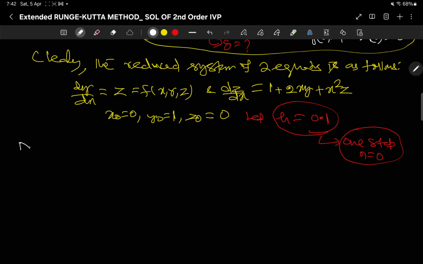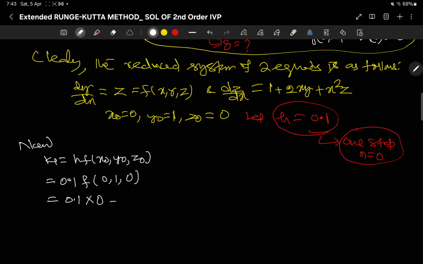So now my k1 is equal to h f(x0, y0, z0). So that is equal to 0.1 f of (0, 1, 0). So it is my z only. 0.1 into 0 is 0.